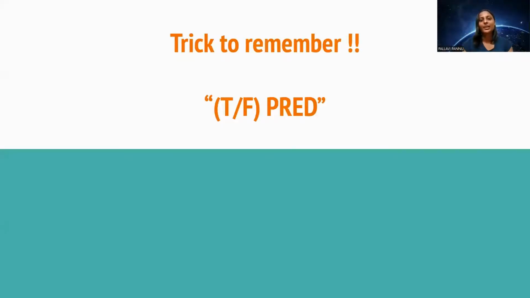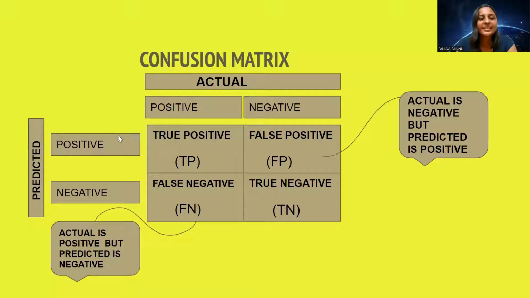The trick to remember is, either your true or false, so it is one of them, and your predicted. So we'll be looking at the true, false, and the predicted. So let's decode now. So how?